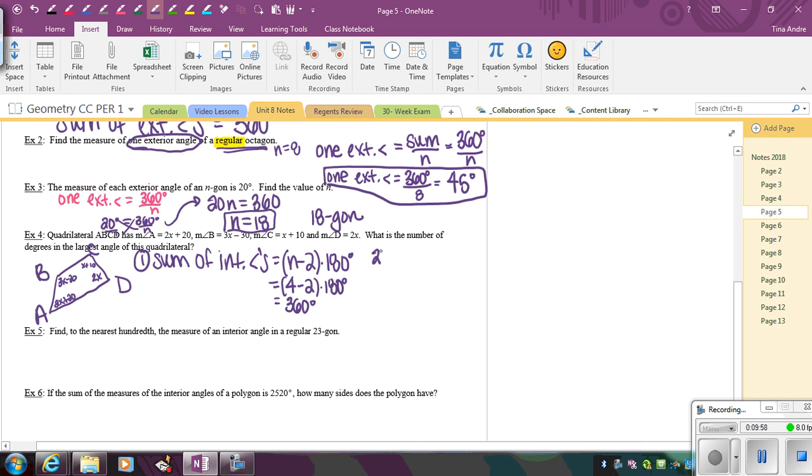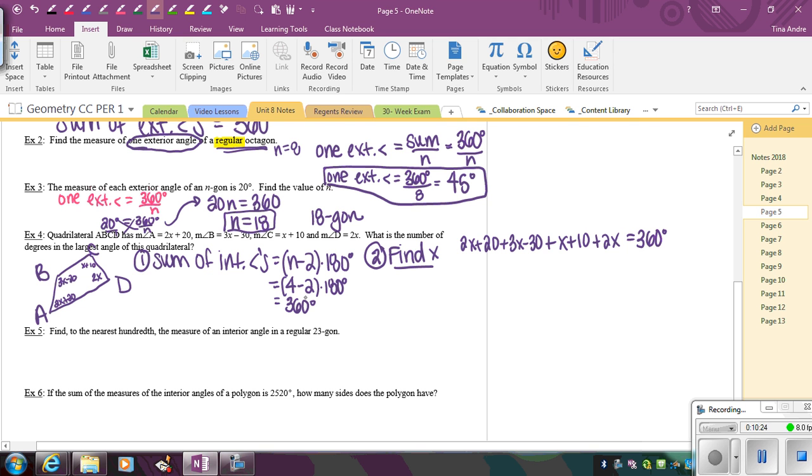Now when we go to solve for x, we're going to add all of these angles up and set them equal to 360. So we're going to do 2x plus 20 plus 3x minus 30 plus x plus 10 plus 2x equals 360. And like I said, you could have just gone right to this step here.